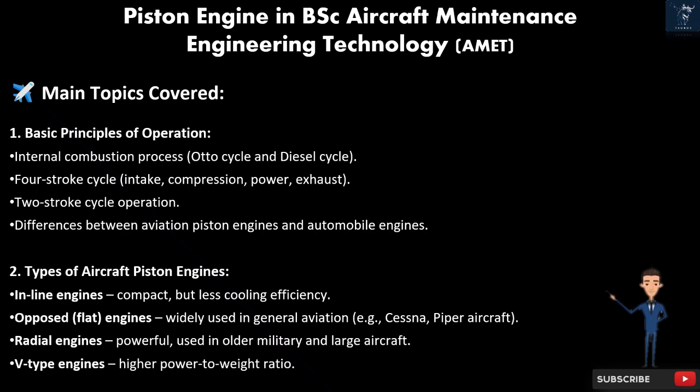2. Types of aircraft piston engines. Inline engines, compact, but less cooling efficiency. Opposed, flat, engines, widely used in general aviation, e.g., Cessna, Piper aircraft. Radial engines, powerful, used in older military and large aircraft. V-type engines, higher power-to-weight ratio.